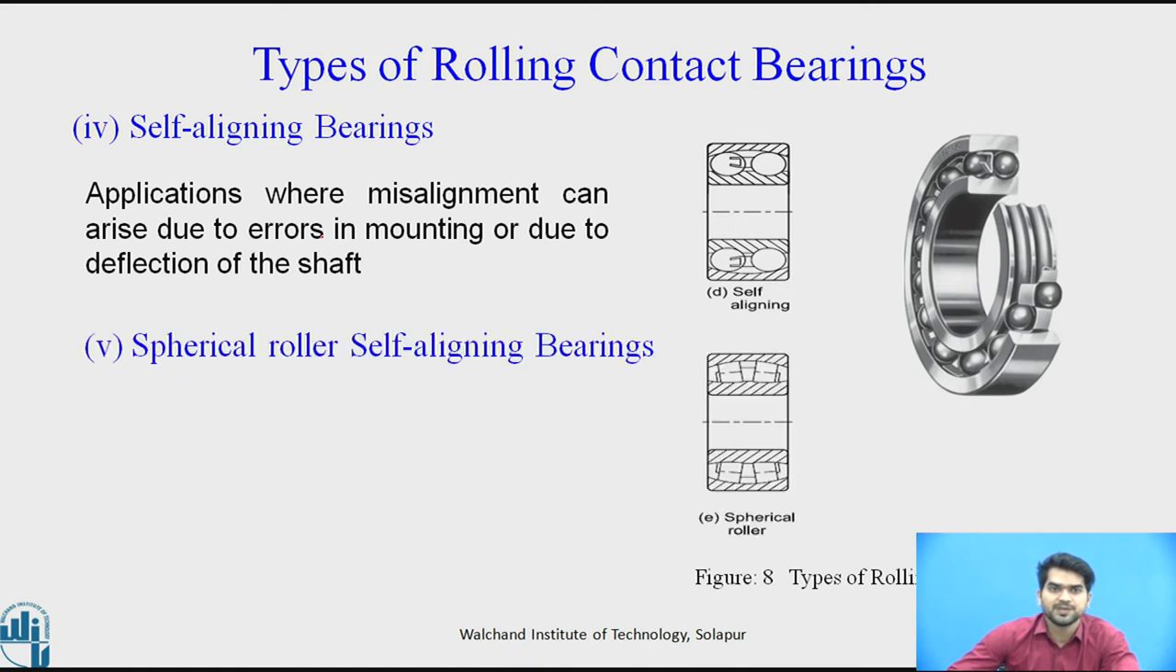The next one is the spherical roller self-aligned bearing. If the load cannot be sustained by the self-aligned bearing when there is a misalignment in the shaft, then we can prefer the spherical roller self-aligned bearing.